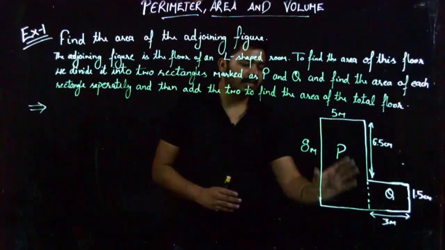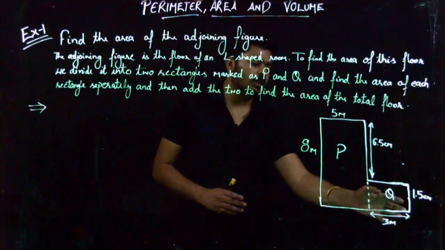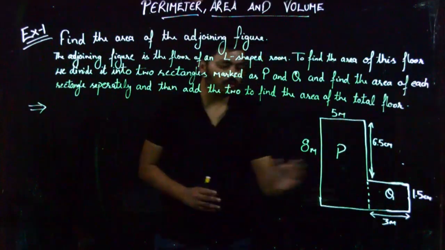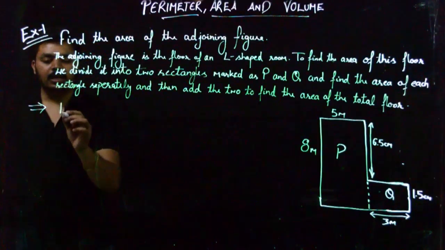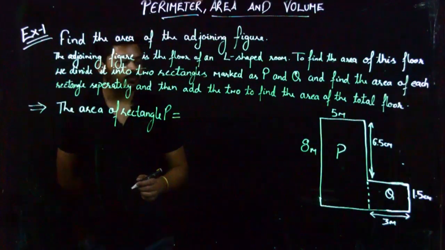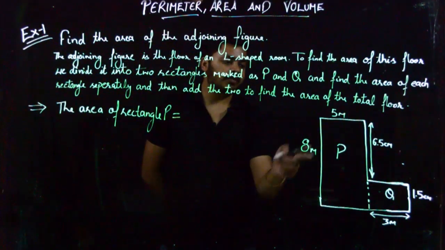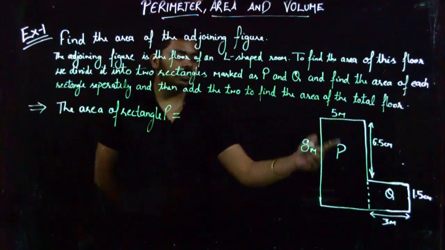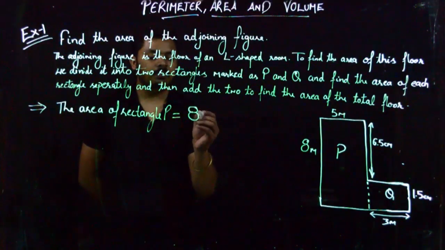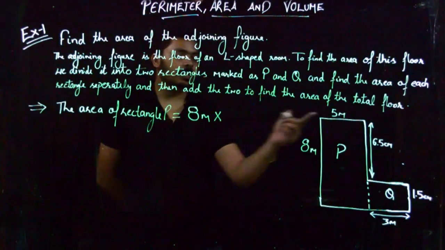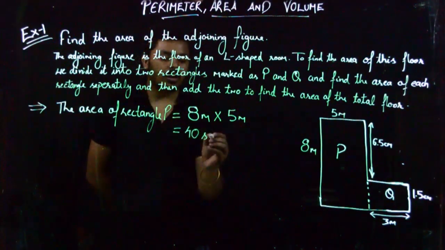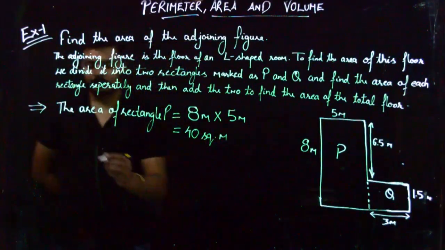So we will find the area of each rectangle P and Q separately and then we will add both of them to find the area of the total floor. So first of all, the area of rectangle P is equal to, here the length is 8 meter and the breadth is 5 meter in P. So length into breadth, that is 8 meter into 5 meter, which is equal to 40 square meter.